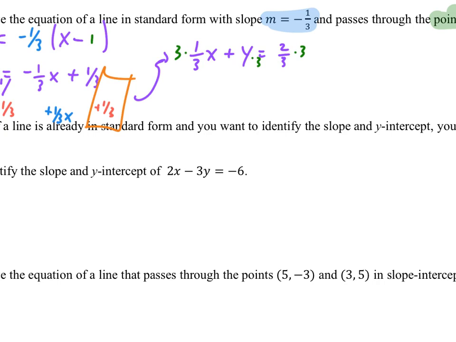So what happens when I multiply this by 3, right? 1/3 times 3 is, of course, just 1, so that'd just be 1x. And here, positive y times 3, of course, would be positive 3y. And it equals 2, and then 2/3 times 3 is just 2. So there's the equation of that line in standard form. So x and y are together on one side, the constants are on the other side, and the coefficients and the constant are all integers.